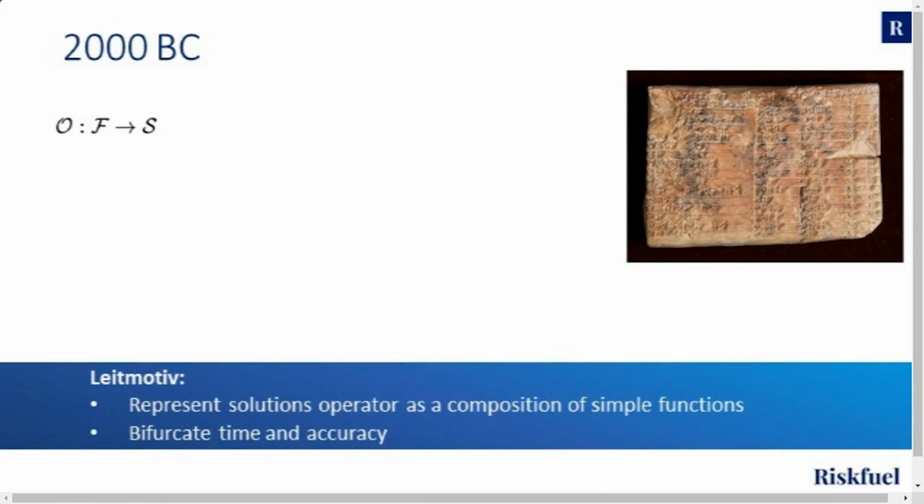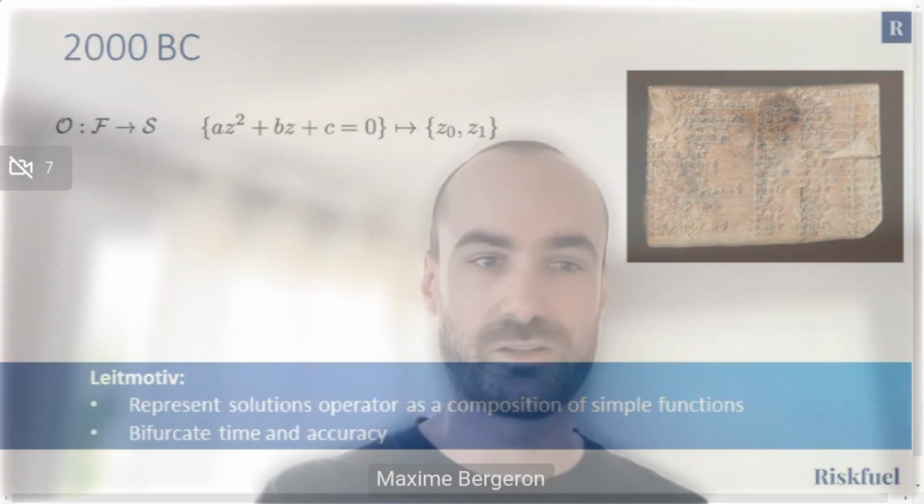Let's go to 2000 BC. What kind of family of problems might humans be struggling with at that point in time? Well, the basic quadratic equations. So you have a family of problems, namely all the quadratics, parameterized by numbers A, B, and C. And for any collection of these three numbers, you have the two solutions, Z0 and Z1. Here you're allowing yourself to work over the complex numbers, so bear with me with that.